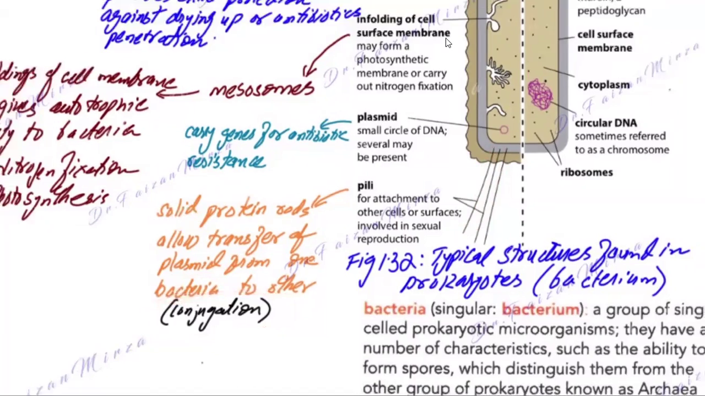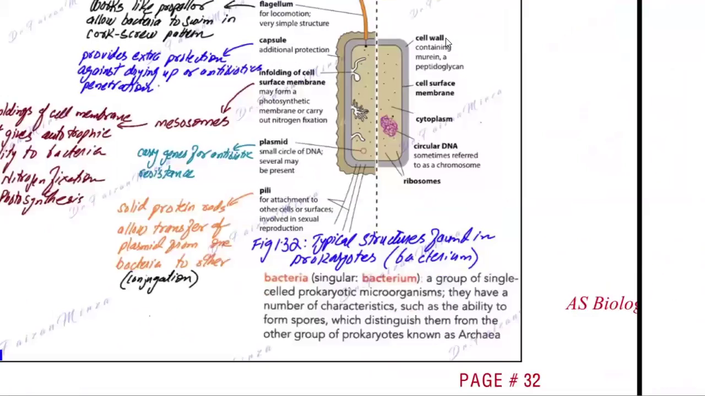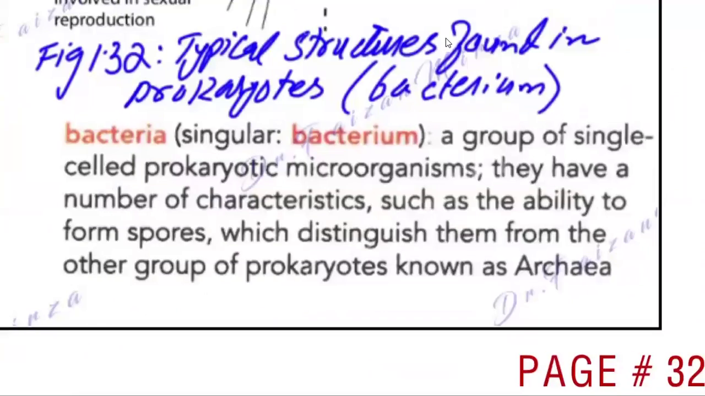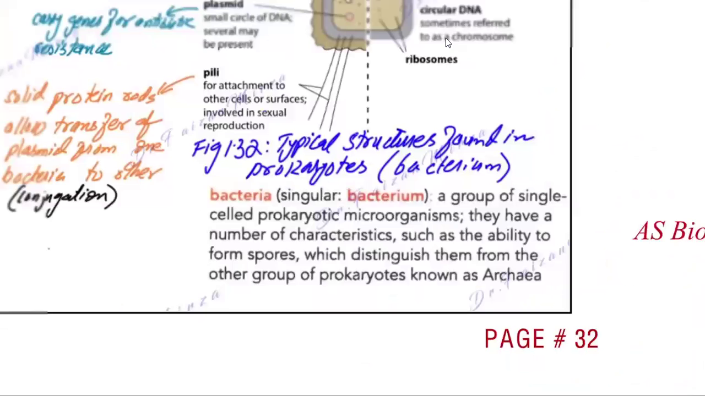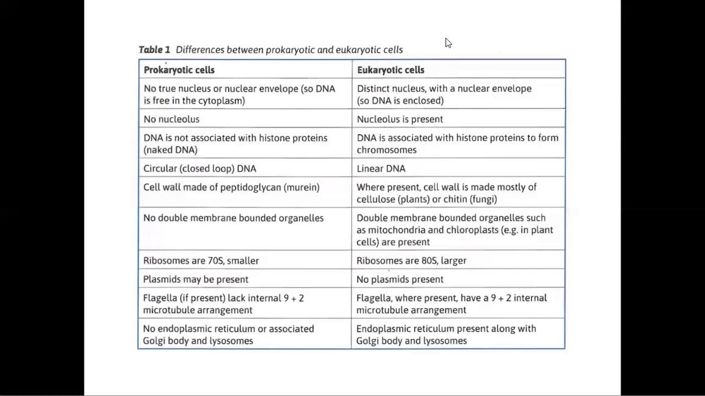So these details of bacteria should be kept in mind. What is a bacteria? A single cell prokaryotic microorganism. They have a number of characteristics such as the ability to form spores, which distinguish them from another group of prokaryotes known as archaea. We are not discussing archaea here. We discuss archaea in A2. So whatever we are discussing about bacteria is enough for now.